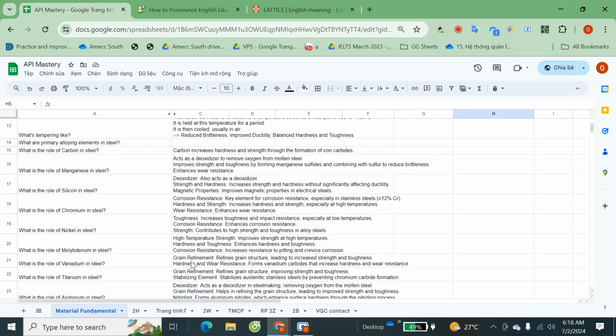What is the role of nickel in steel? Toughness. Increases toughness and impact resistance, especially at low temperatures. Corrosion resistance. Enhances corrosion resistance. Strength. Contributes to high strength and toughness in alloy steels.